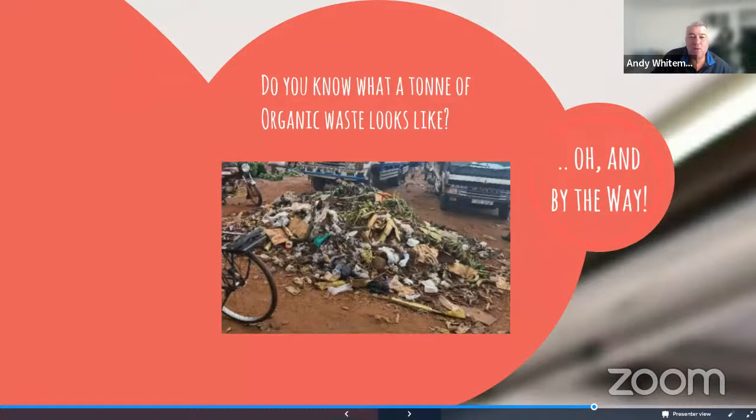But just by the way, do you know what a ton of organic waste looks like? Well, it looks a bit like that. Okay, that's about a ton. All right, probably a little bit less.